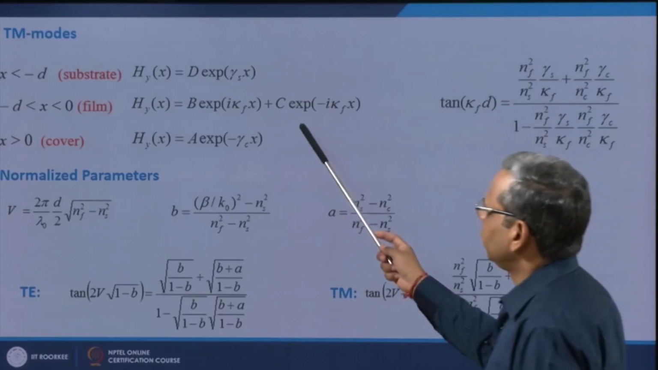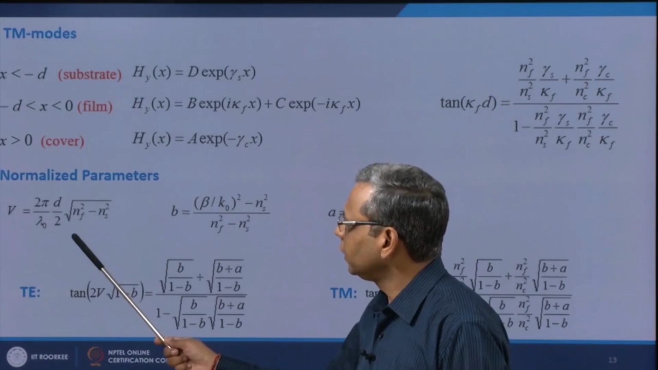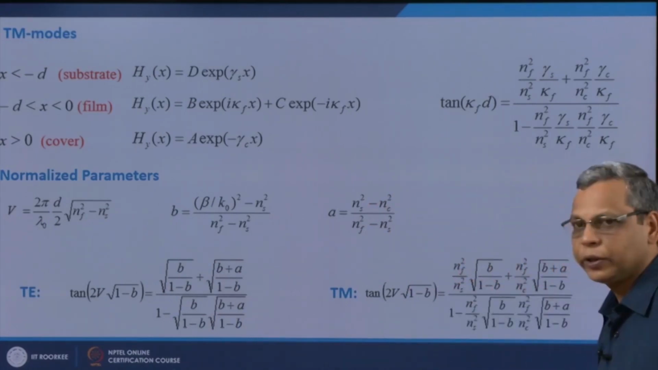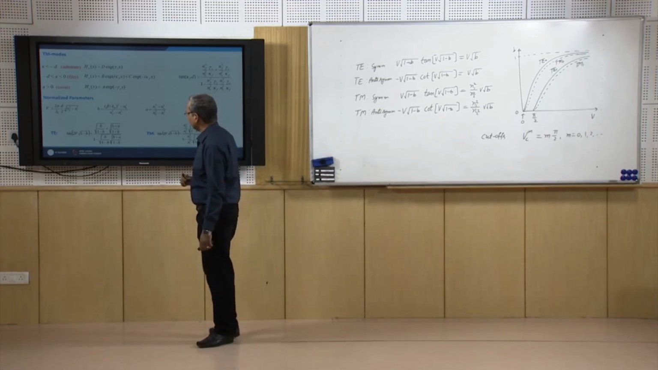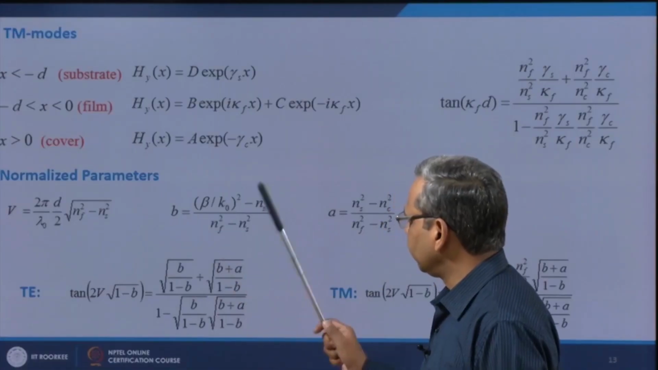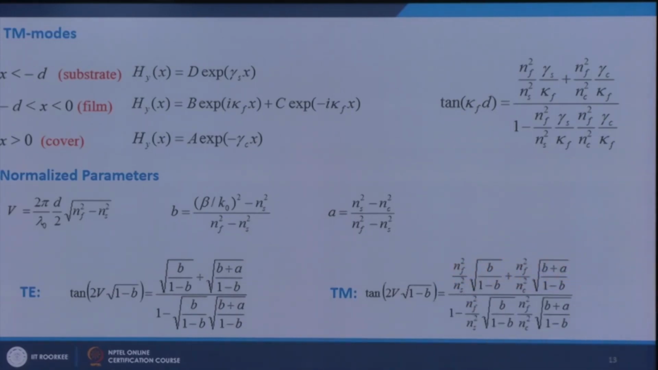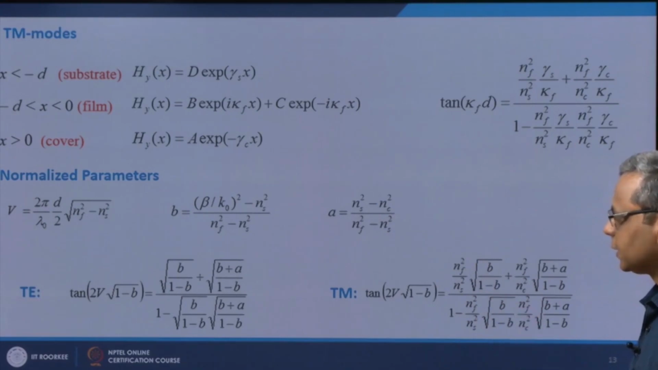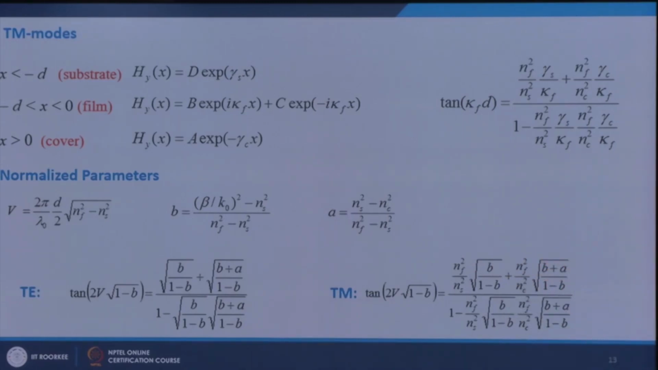For TM modes the fields would be given like this, and the transcendental equation becomes this. We had also defined normalized parameters for the asymmetric planar waveguide. So, V is defined with respect to Ns. So, here you see Nf square minus Ns square, not with Nc, because it is Ns that will govern the guiding condition. B is also defined with respect to Ns. So, beta square over k naught square minus Ns square divided by Nf square minus Ns square. Here we have another parameter, which is the asymmetry parameter, which tells you how different Ns is from Nc. In normalized parameters I can have the transcendental equation for TE modes and for TM modes like this.